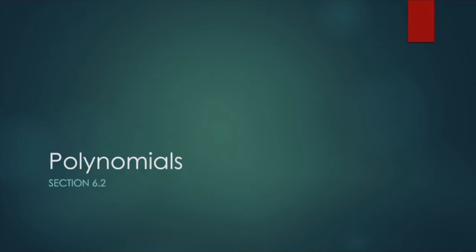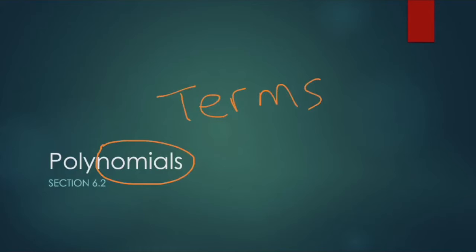All right, we're going to study polynomials. We're going to dissect this word really quick before we start, and this is section 6.2. We have this word ending, nomials, or the suffix, and that means terms. They don't have to be alike, but it does mean terms, as in 2x is a term and 5y is another term.